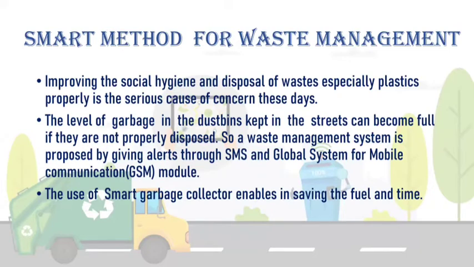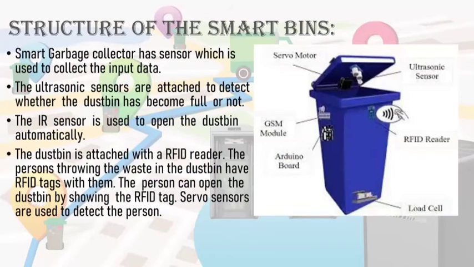So let us see the structure of the smart bins. Smart garbage collector has sensor which is used to collect the input data. The ultrasonic sensors are attached to detect whether the dustbin has become full or not. The IR sensor is used to open the dustbin automatically. The dustbin is attached with the RFID reader. The person throwing the waste in the dustbin has RFID tags with them. They can only open the dustbin by showing the RFID tag. Servo sensors are used to detect the person.